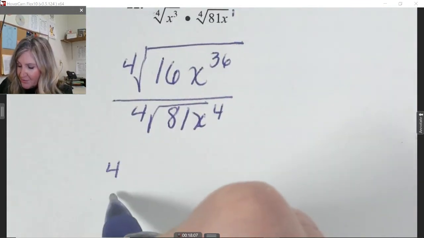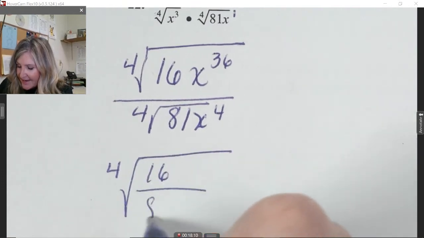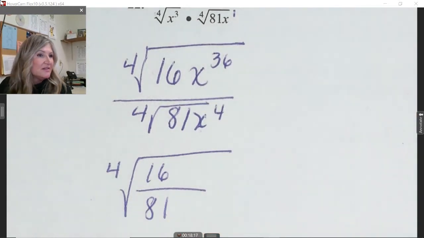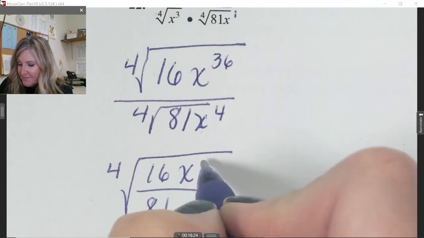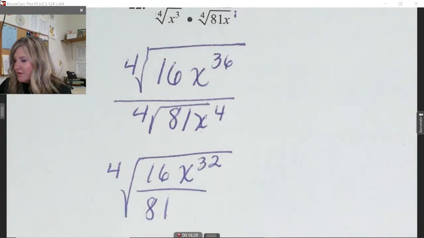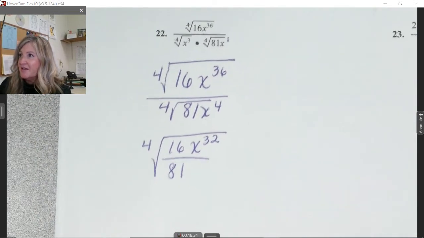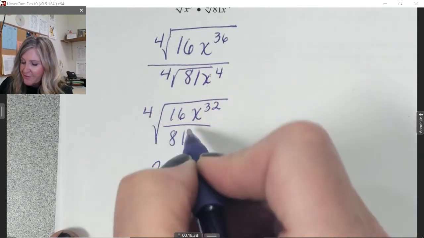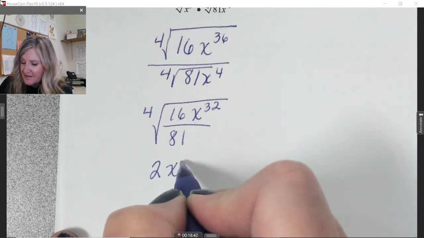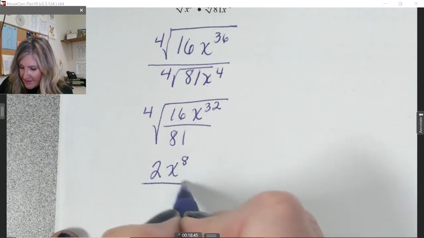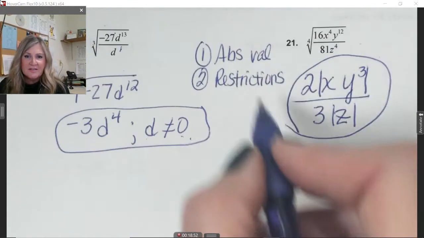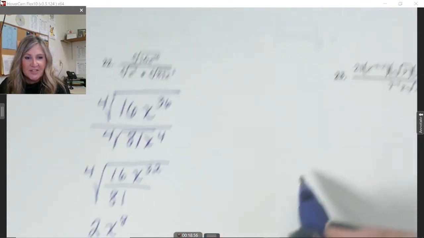So now we're going to have the fourth root of, the 16 is going to stay, 81 is going to stay. What do we do when we're dividing and those bases are alike? What do we do with the exponents? Subtract them, right? So what am I going to have then? X to the what? 32nd. So we always want to simplify first to make the problem a bit easier. Now, what is the fourth root of 16? 2. What is the fourth root of x to the 32nd? X to the 8th, right? What's the fourth root of 81? 3. We have to check for two things. Do we need absolute value, and do we need restrictions?